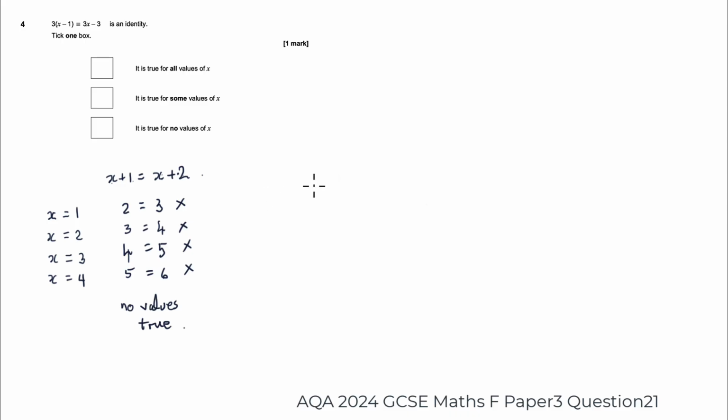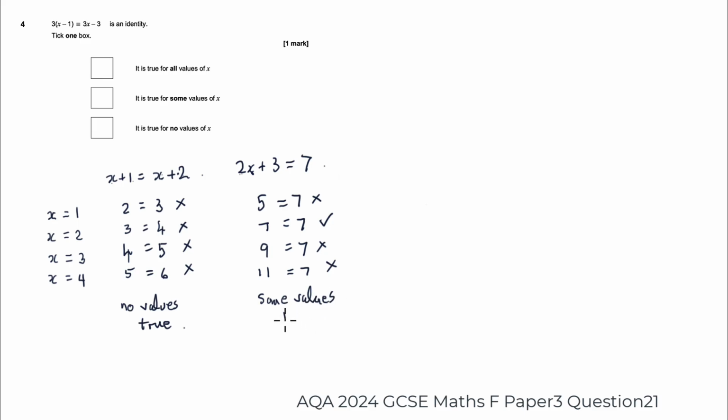Let's try another one. Let's try 2x plus 3 equals 7. And let's try x equals 1. 2 1s, that's 2 plus 3, that's 5. 5 equals 7. Well, that's not a promising start. That's not true. Let's try x equals 2. 2 2s, that's 4 plus 3. Well, there we go. 7 equals 7. That's certainly true. Let's try x equals 3. 2 3s are 6, plus 3 is 9. And there's a statement that's not true. And trying x equals 4, 2 4s are 8, plus 3, that's 11. And that certainly does not equal 7. But here we have some values that are true. So this is an example of the middle box, true for some values of x.